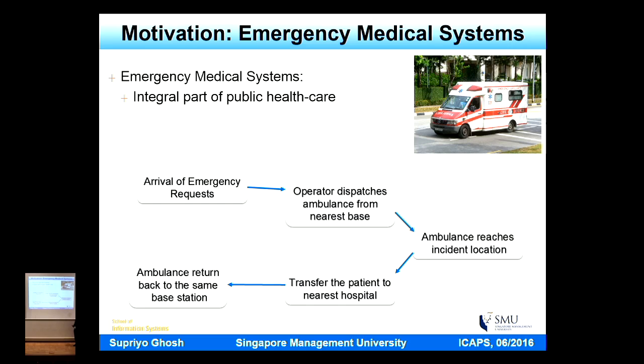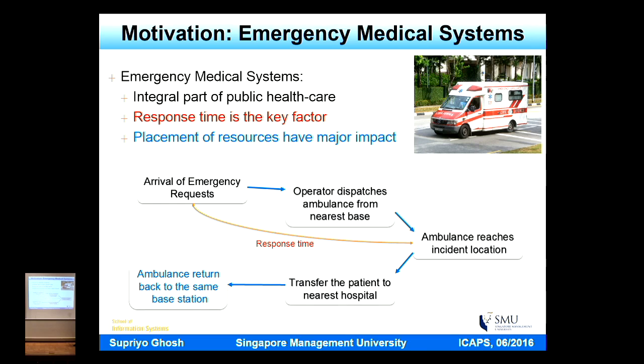The driving factor in EMS is the response time. That means the time between a request coming into the system and the ambulance reaching the incident location. Reducing that response time by even a few seconds can save human life and has great value. As the locations of the bases and the ambulances do not change in EMS for a long time, strategic planning can have a major impact in reducing this response time.